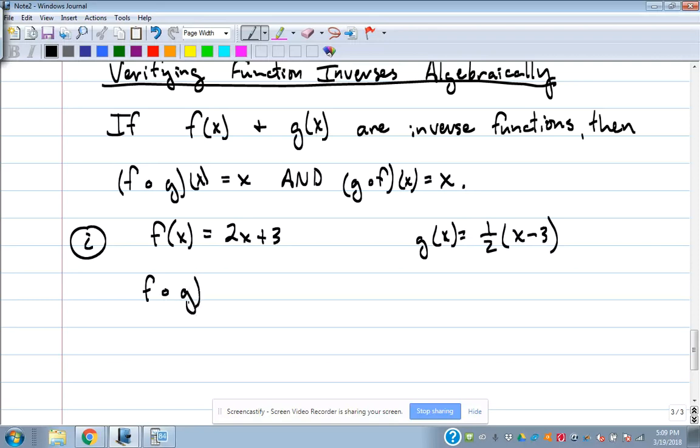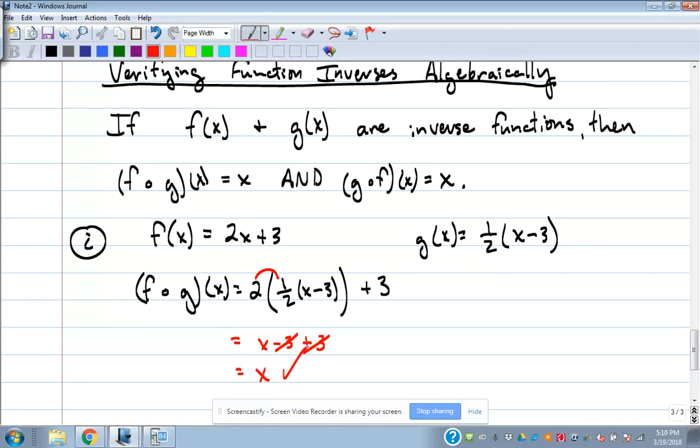F composed with g takes g of x and plugs it into f of x: 2 times (1/2 (x minus 3)) plus 3. If I multiply 2 times 1/2, what's half of 2? 1. So that makes that easy. That makes it x minus 3 plus 3. What happens to the 3's? They cancel. It's verified in that direction. So f composed with g is x. Now let's check the other direction.